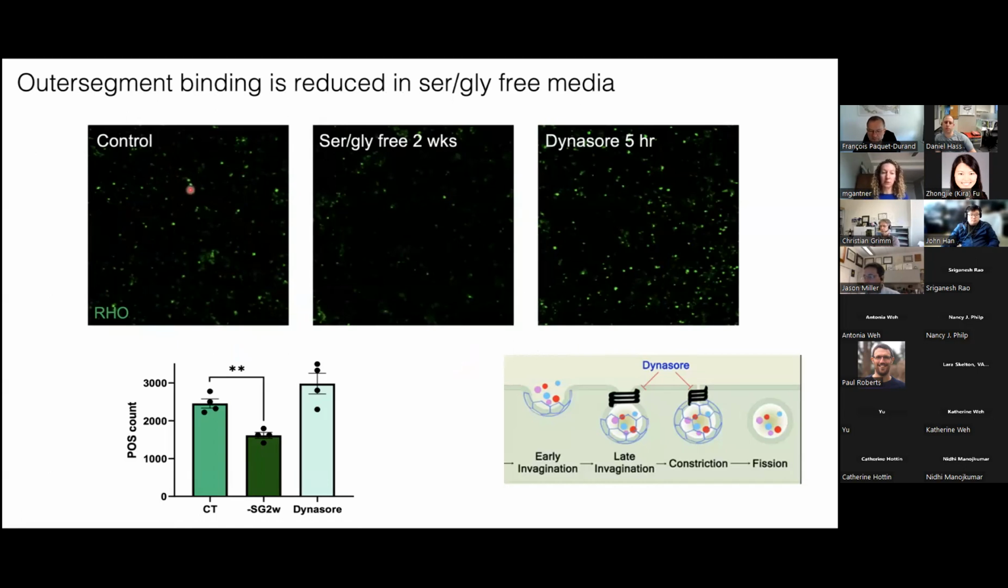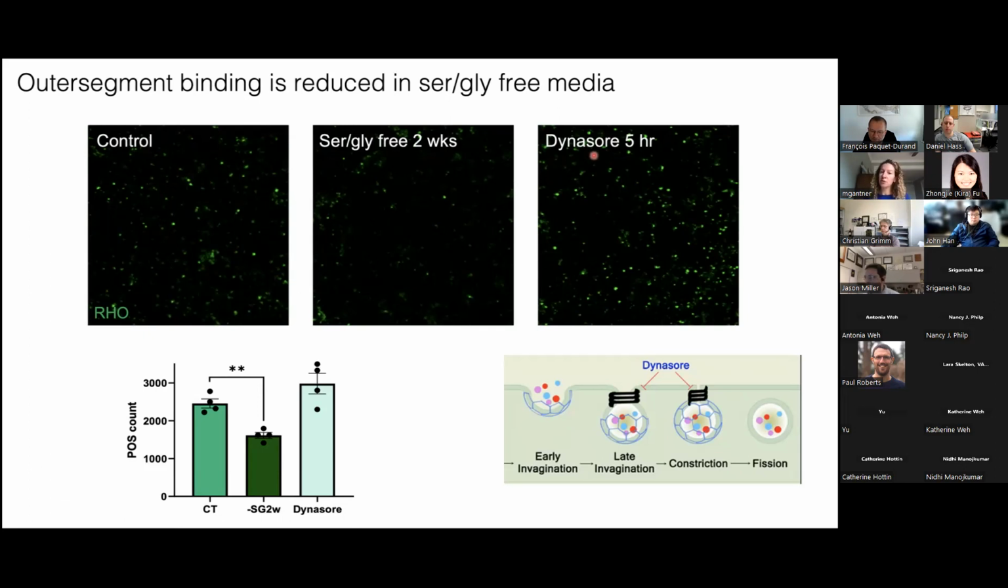And we actually just stained for rhodopsin. These were unlabeled outer segments that we had put on for 5 hours and then rinsed off a lot with PBS to try to get everything that's not bound rinsed off. So you can see this is control media. This is a serine glycine free media for 2 weeks.